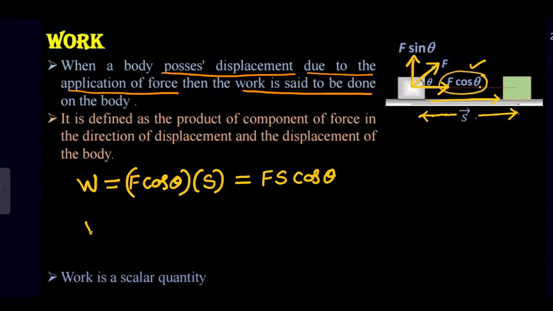Now we can write this in vector form. Force in vector form, the work done is F bar dot S bar. If F and S values are given as vectors, then work done is given by F bar dot S bar. This is the work done.